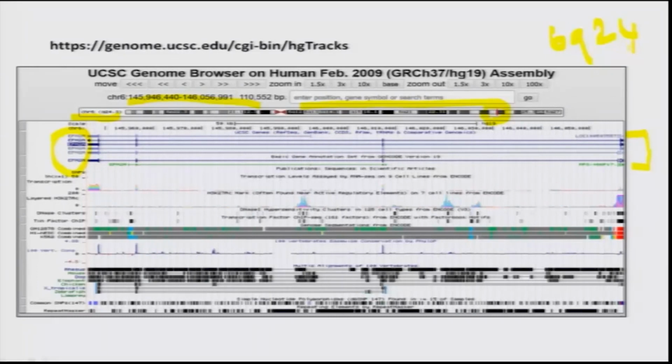So what does it mean? You see that there are lines here. These are the regions that represent exons. This is the 5' end of the gene, and this is the 3' end of the gene.